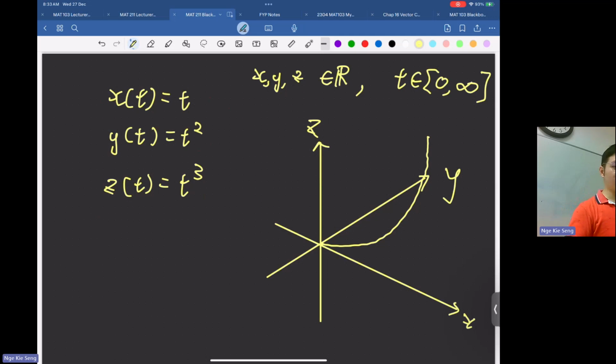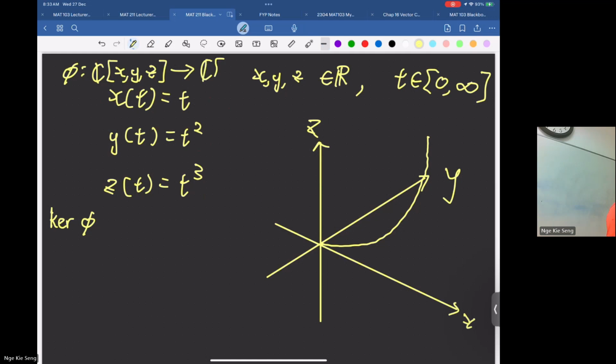Okay, so last time what was the problem? This problem says that we want to find the kernel. What is in this kernel here? What's the kernel of this map V going from X, Y, Z to T? What's this kernel here?